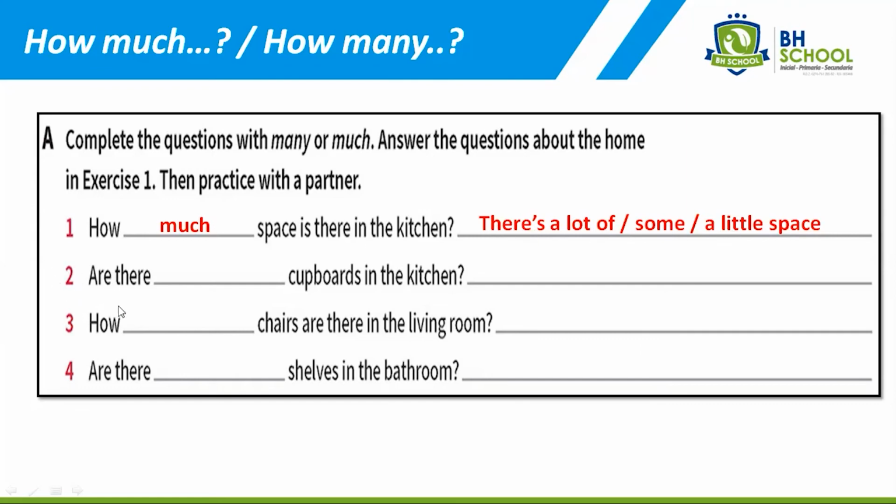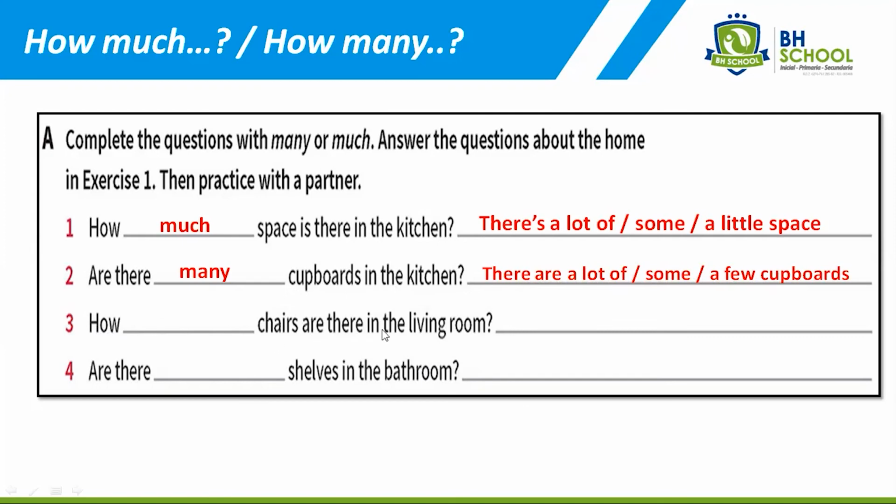Let's go to the number 2. How many cupboards are there in the kitchen? Let's see. Cupboards. Can we count cupboards or not? Yes, right? We can count the cupboards. So, which expression is correct here? Many or much? We are talking about countable. Excellent, very good. We are going to use many. Now, what could be my correct answer? There are a lot of cupboards. There are some cupboards, or there are a few cupboards. Very good.